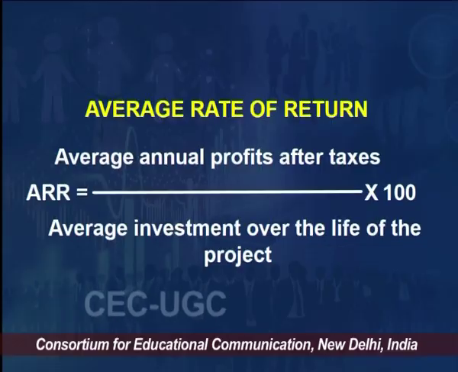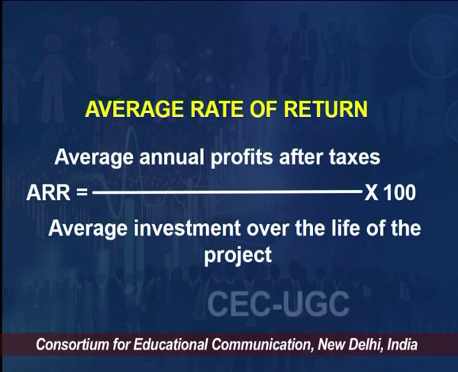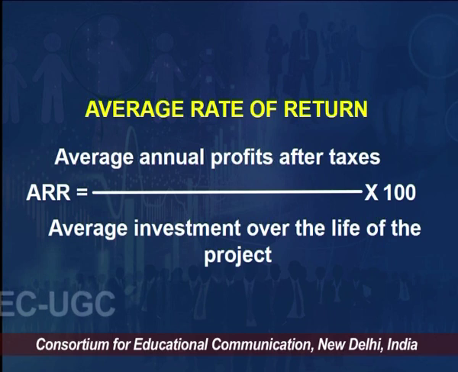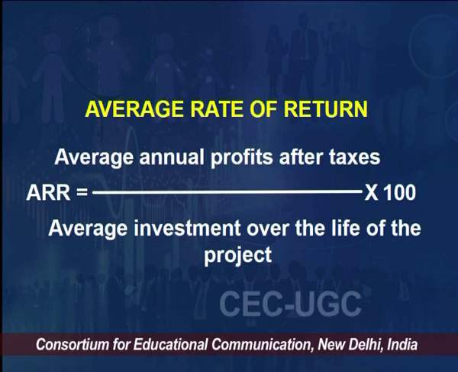So, how do we calculate the average rate of return? These are the two methods, accounting rate or average rate of return. Both are correct and appear in different books, and there are a couple of books which show both of them. So, the ARR, the average rate of return, could be calculated by another formula, which is average annual profit after taxes divided by average investment over the life of the project multiplied by 100.